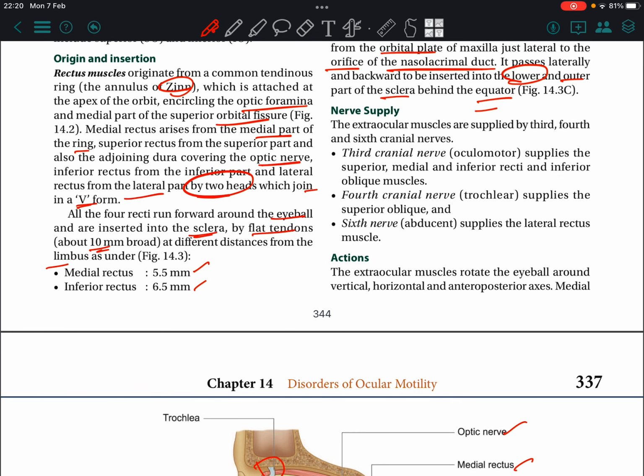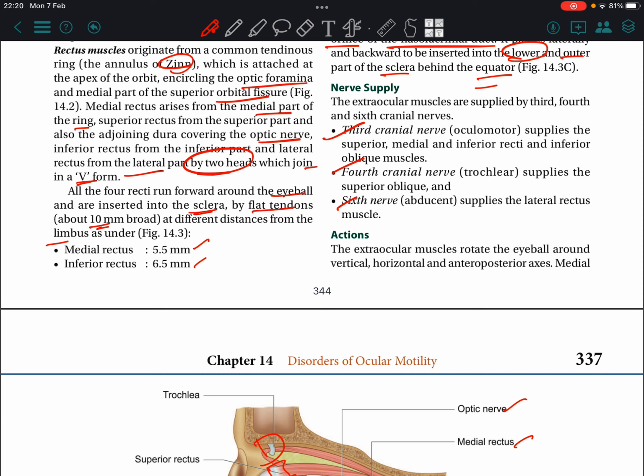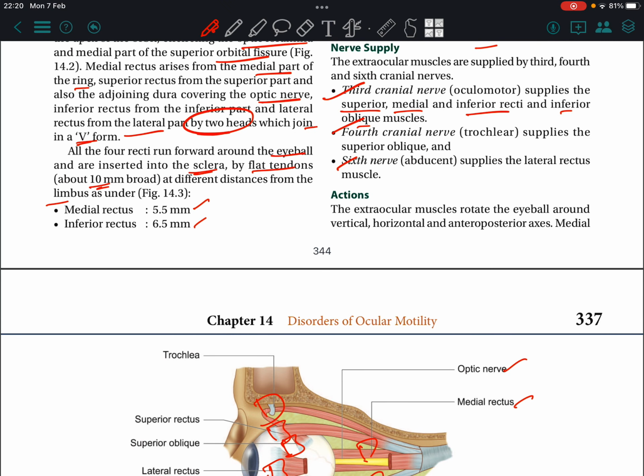Nerve supply: third cranial nerve, fourth cranial nerve and sixth cranial nerve. The third cranial nerve supplies the superior, medial and inferior rectus and the inferior oblique muscle. The fourth cranial nerve, the trochlear, supplies the superior oblique: SO4 and LR6.